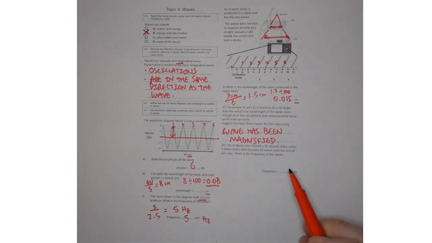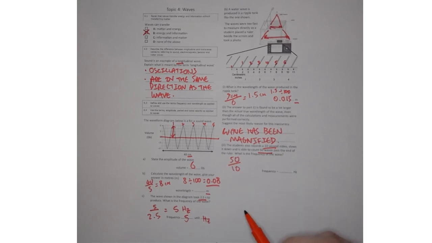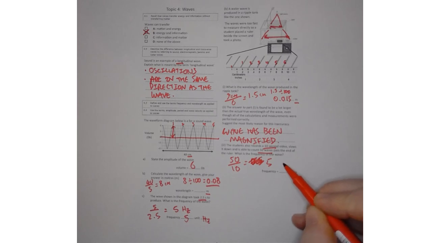No tricks in the final question. We're told the number of waves, we're told how long they take. We just need to know that frequency is the number of waves divided by time in seconds. So 5, that's telling us every 1 second we had 5 waves.